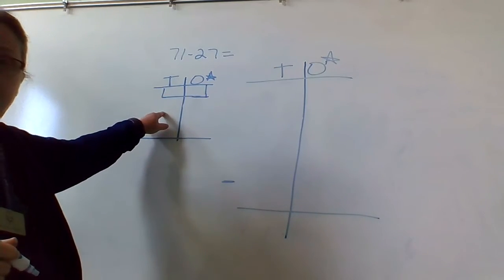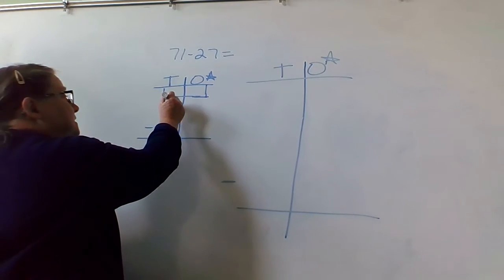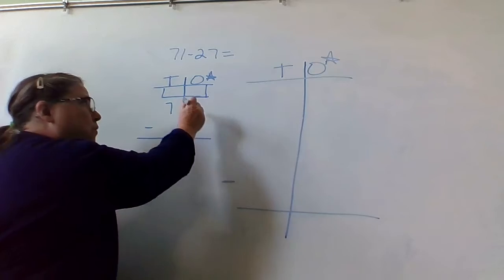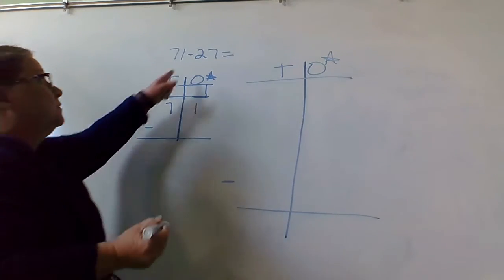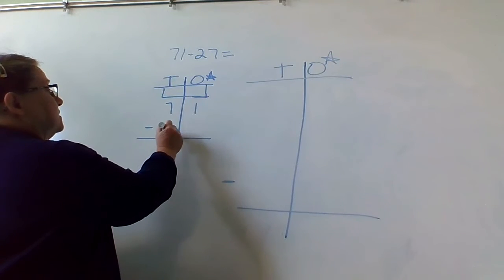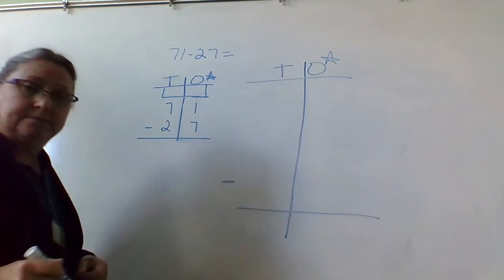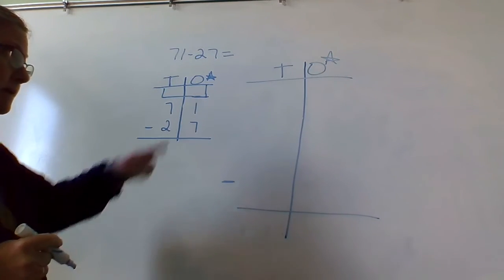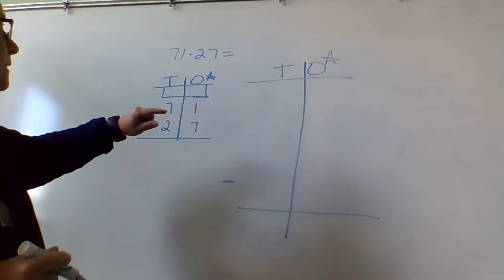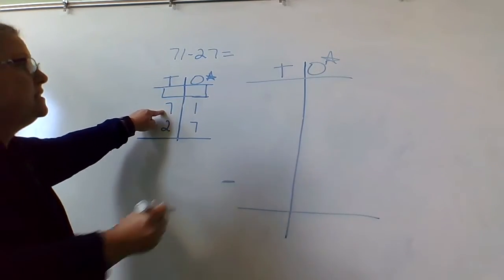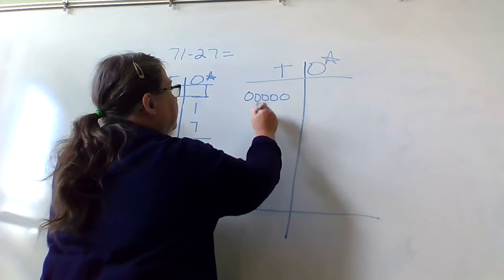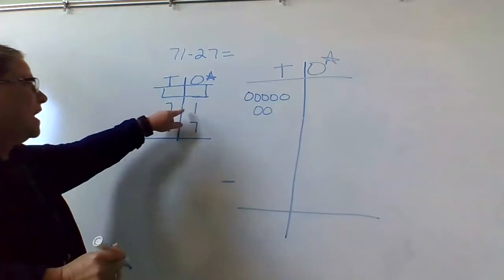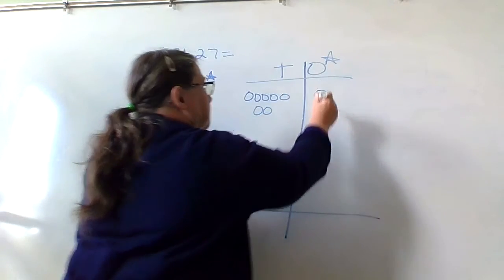Let's put our numbers in. 71. 7 tens, 1 1. 27. 2 tens, 7 ones. Hey, let's get our circles made. Let's start with our tens. I have 7 tens. 1, 2, 3, 4, 5, 6, 7. I have 1 1. There we go.